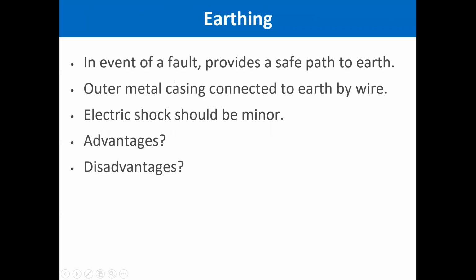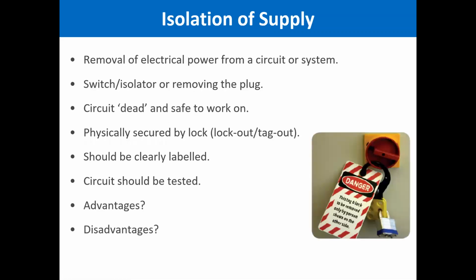Earthing, basically, in the event of a fault, provides a safe path to the earth. The outer metal casing is connected to the earth by a wire. So if the inner conductor, or inner wire, comes in contact with the metal casing, it will make sure that the person who is touching the casing does not get electrocuted, okay? Because it will provide a very low path of least resistance to the earth through the earthing cable. Hence, if the person comes in contact with it, he will not be electrocuted. And electrical shocks, if there are any, should be minor.